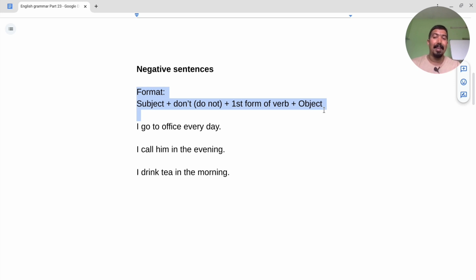You can either say subject plus do not. You can say I do not, or you can say I don't. Whichever sounds better to you, whichever sounds easier for you. I prefer using I don't because it is easier. That is a contracted form. It is easy to use. Okay, so you can use either don't or do not. Subject plus don't or do not plus first form of verb plus object.